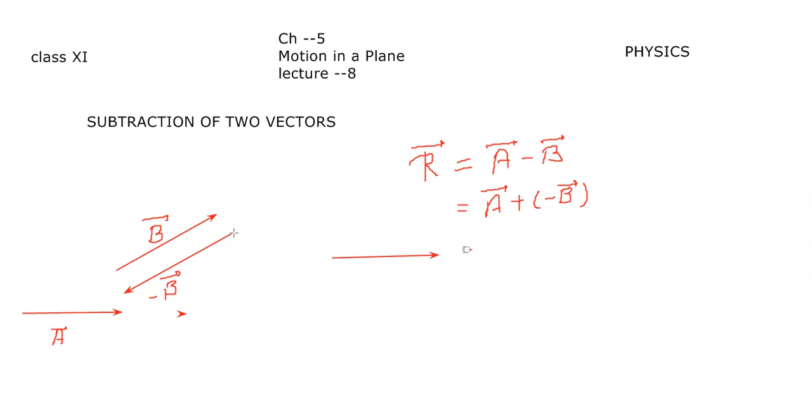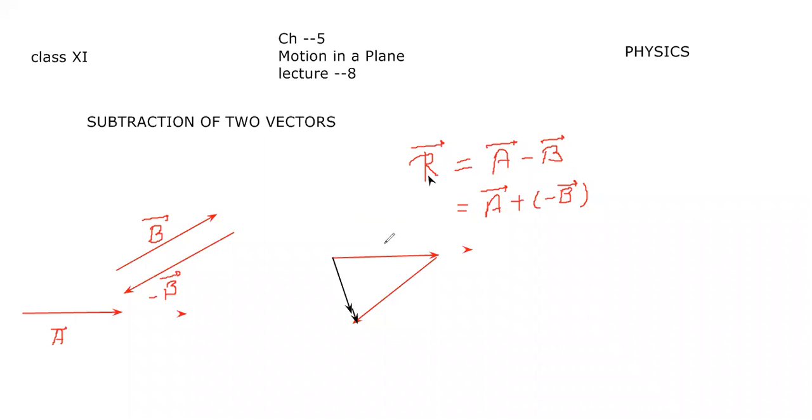And minus B: put the tail of minus B at the head of A. So if we apply this, B vector is in this direction, minus B is in this direction. The resultant is from the first tail to the last head. So the resultant of A minus B is in this direction. This is the direction for A vector minus B vector.